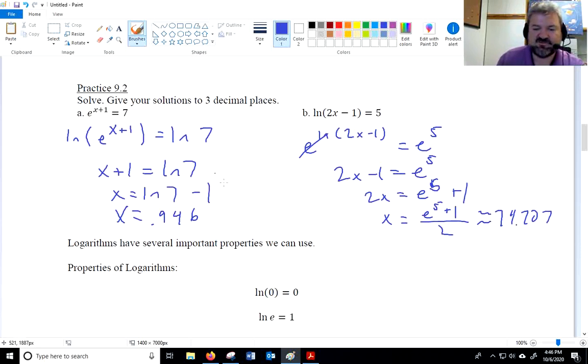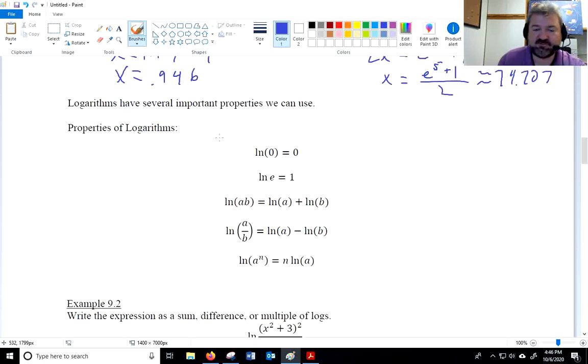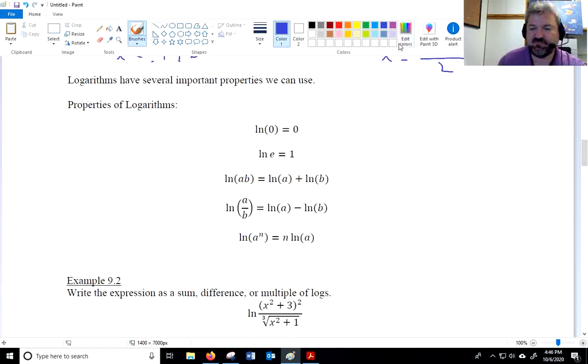All right. So we have some pretty important properties, and these properties are going to be really useful to us as we are doing our calculus. So first of all, the natural log of 0 is undefined. The natural log of 1 is 0. The natural log of e is 1 because e to the first power is e.